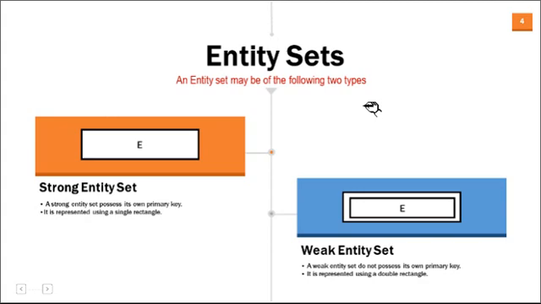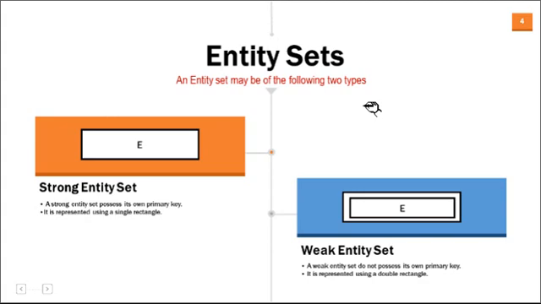Weak entity set. When I don't have a sufficient attribute that can uniquely identify my tuples in a relation, then I'll say it is a weak entity. If I say person is an entity, I have attributes name, address and mobile number. I cannot make anything a primary key. So here I don't have any sufficient attribute that uniquely identifies my tuples in a relation. So that particular entity will be a weak entity.